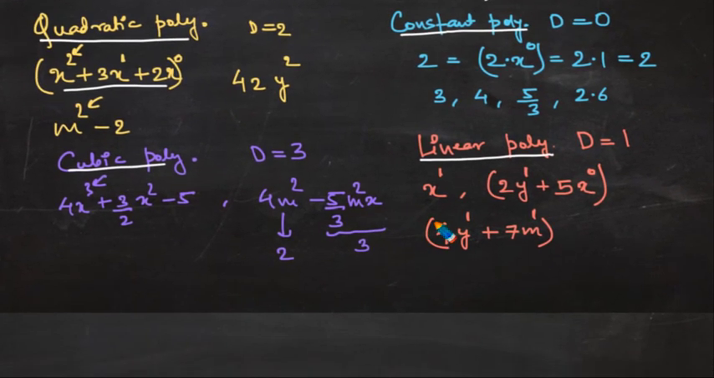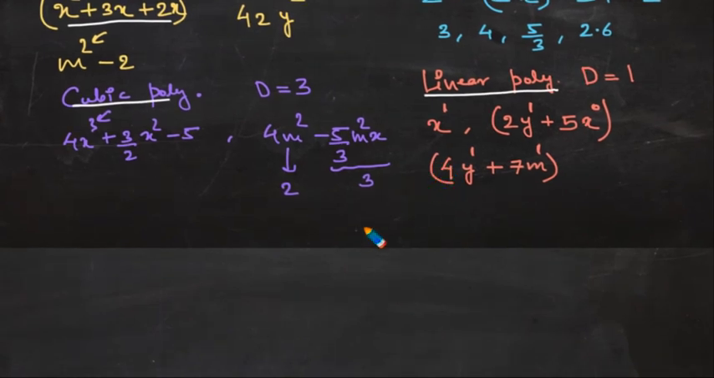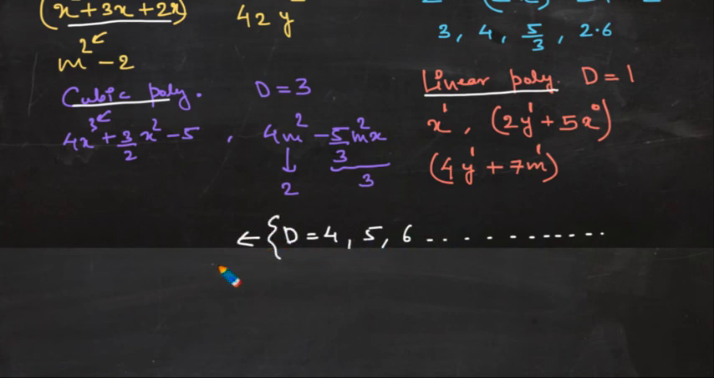What about degrees greater than 3? It's definitely possible. Let's say that the degree is equal to 4 or 5 or 6 or even beyond this. What would such polynomials be called? So we keep all such polynomials in a similar bucket of polynomials.